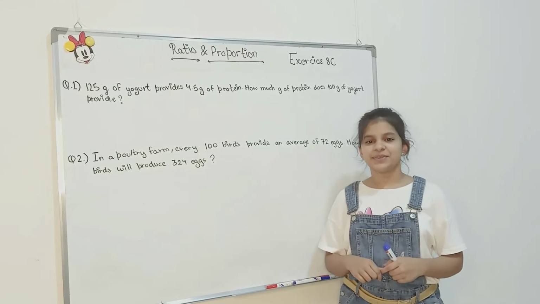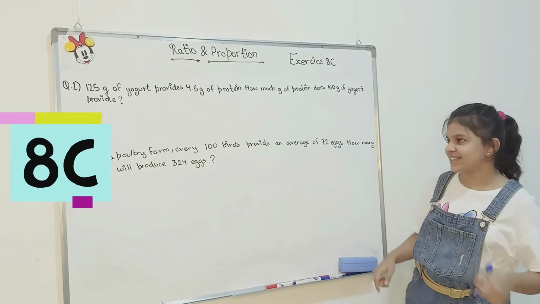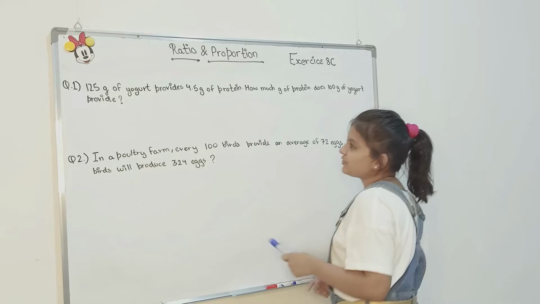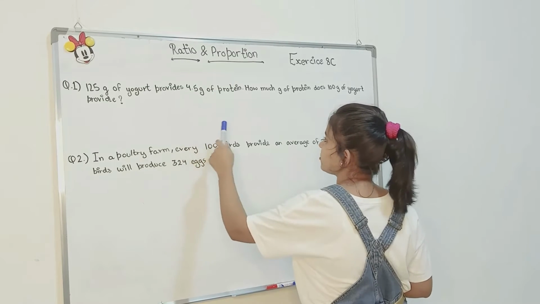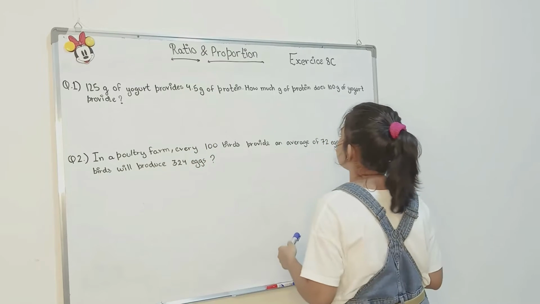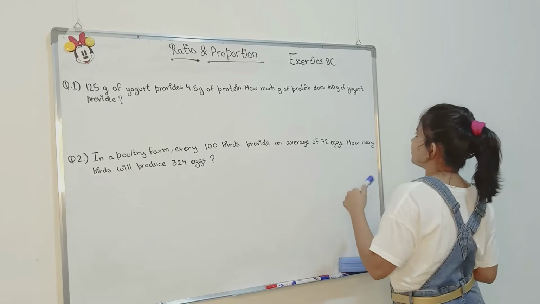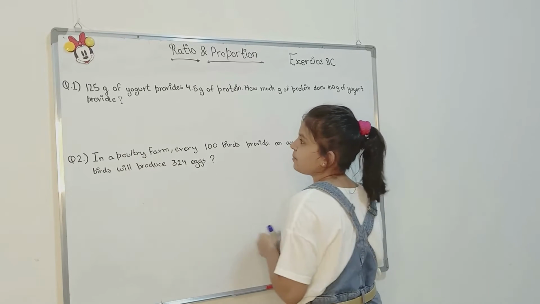So today we will be doing exercise 8C. So let's do the first question. 125 grams of yogurt provide 4.5 grams of protein. How many grams of protein does 100 grams of yogurt provide?